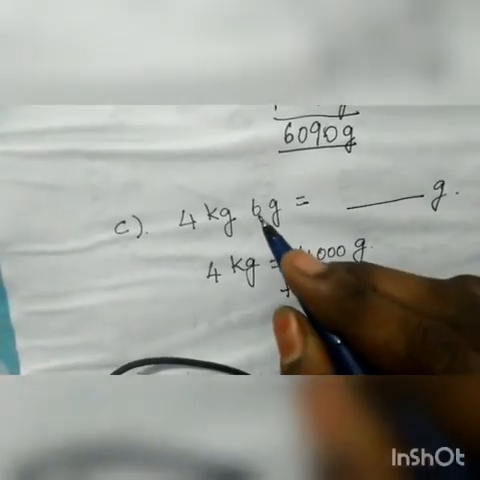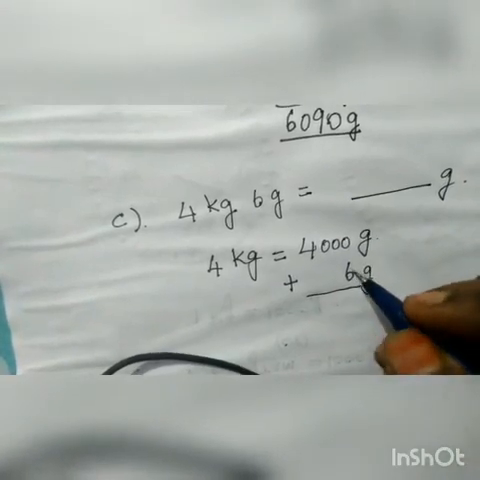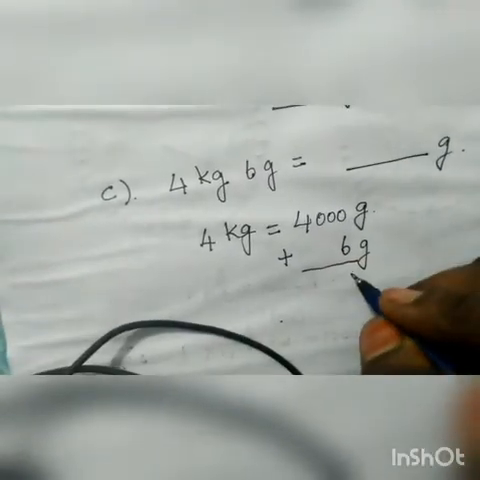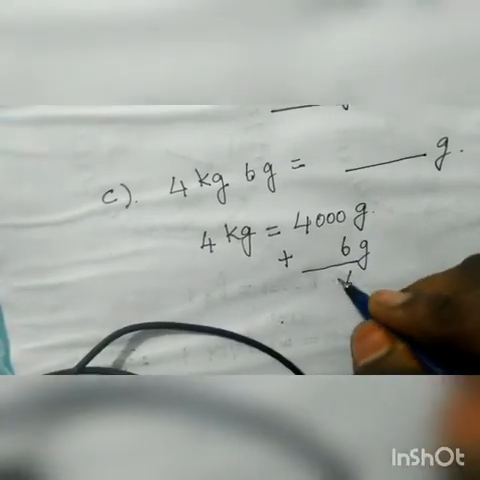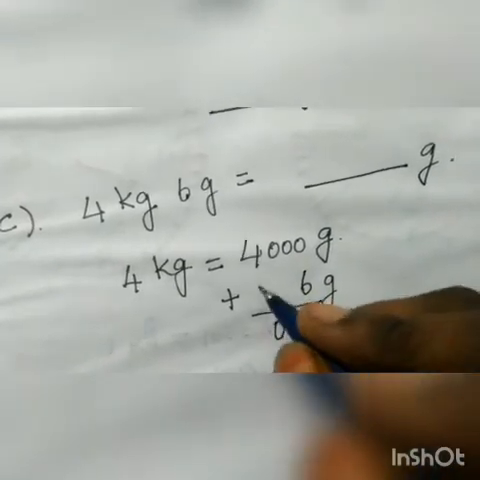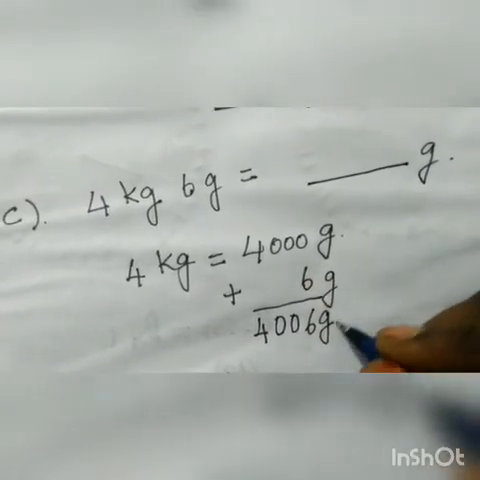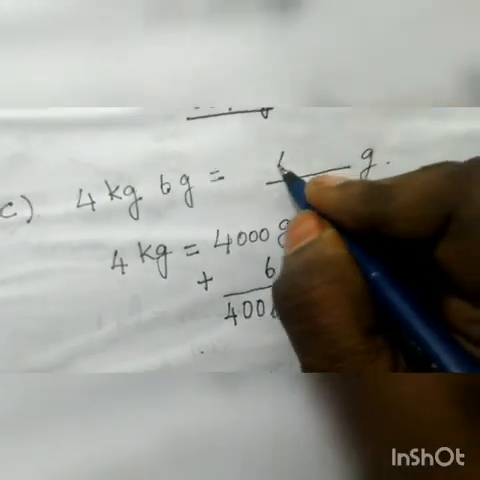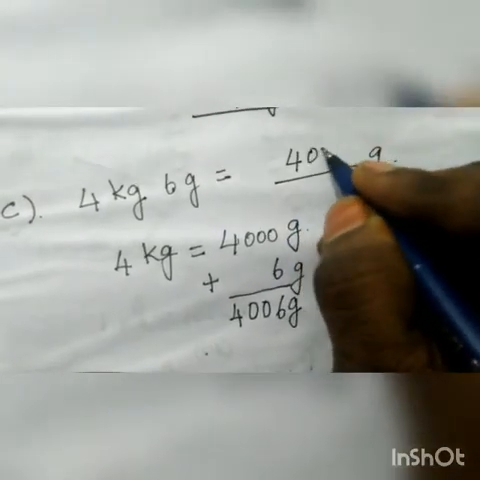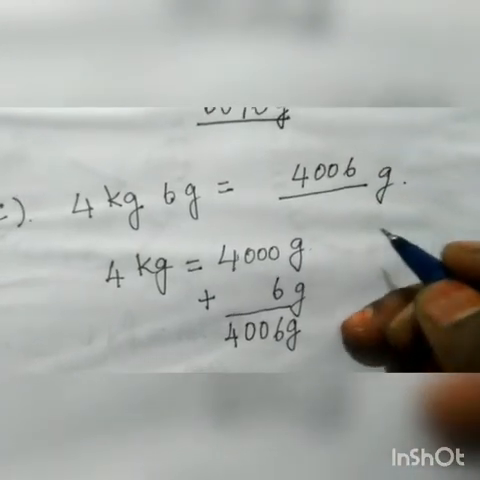6 is a single digit number, so we have to write under ones place only. This is ones place, okay? So 0 plus 6 is equal to 6. 0 plus nothing, 0. 0 plus nothing, 0. 4 plus nothing, 4. So 4006 gram. 4 kg 6 gram is equal to 4006 gram. Hope you all understood, children.